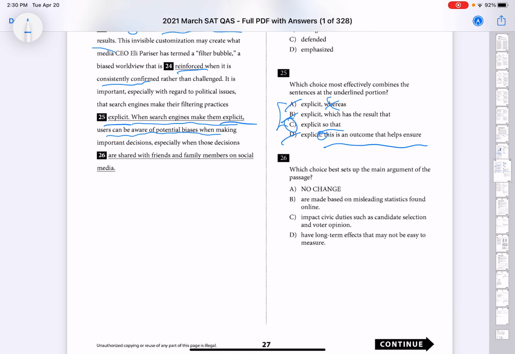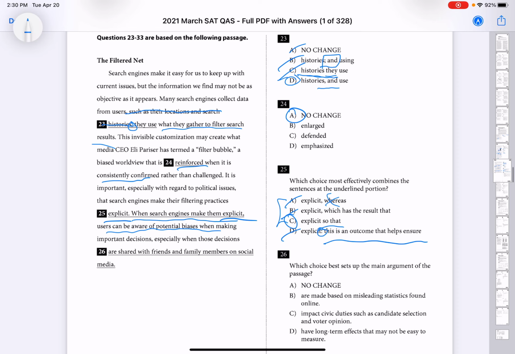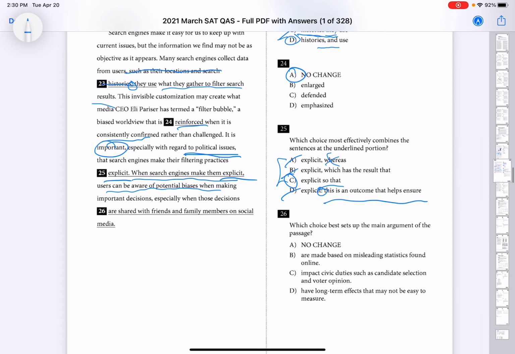26. When making important decisions, especially when those decisions are shared with friends on social media, which sets up the main argument of the passage. All right, so the main argument of the passage, let's read the title. It says the filtered net. Okay, that doesn't help us. Let's see what else it is. It is important, especially with regard to political issues. All right, so it looks like they're trying to talk about political issues. And it's saying that it's important with political issues. So they probably want to stress this idea about political issues. Let me see. Is there anything about politics here?